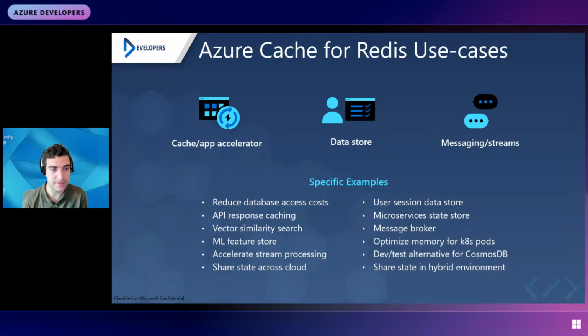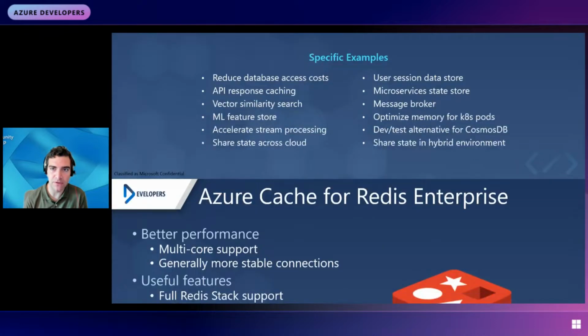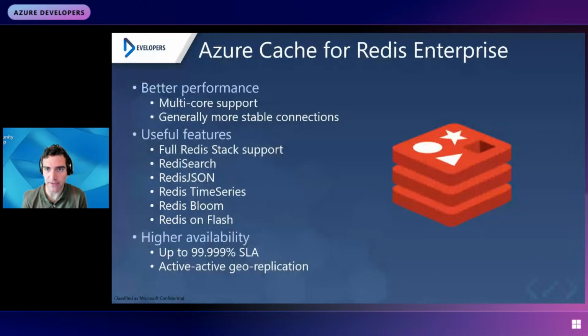The first thing is some new SKUs for our enterprise tier that we're very excited about. And the second thing is support for Redis 7.2, which is now available in preview. So first, going over Azure Cache for Redis Enterprise.